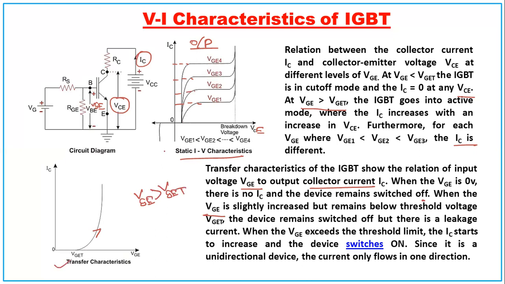And then the output characteristic is collector current versus the output voltage VCE, for constant values of input gate voltage VGE. For different values of gate voltage, the collector current will have different values. That basically explains the VI characteristics. So this is the circuit diagram, static VI characteristics and the transfer characteristics. You can expect this as a question.